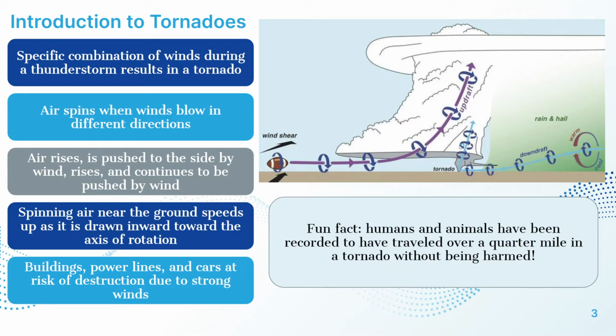And a little fun fact that we found is that humans and animals have been recorded to have traveled over a quarter mile in a tornado without being harmed. And I don't know what happened after the quarter mile.